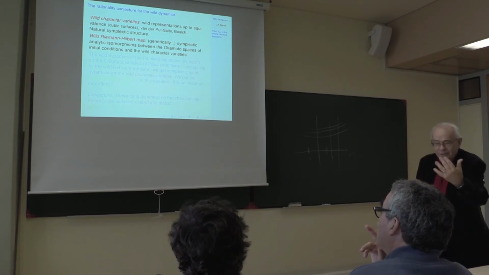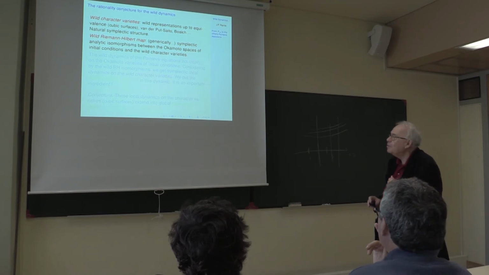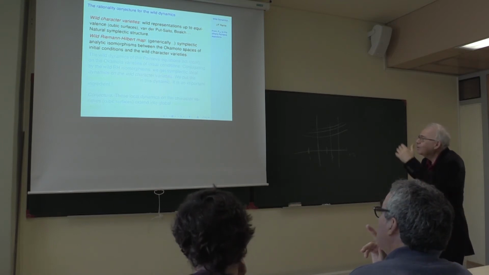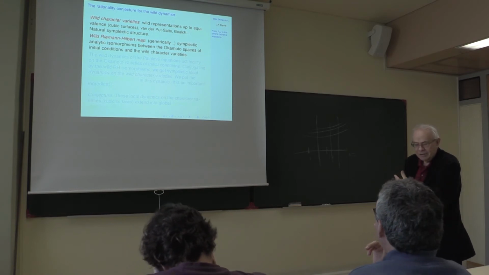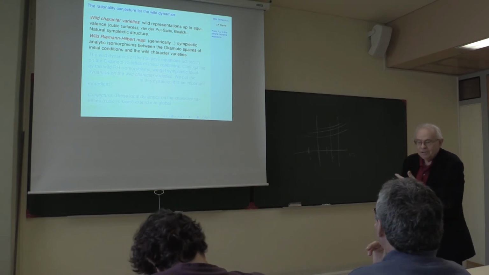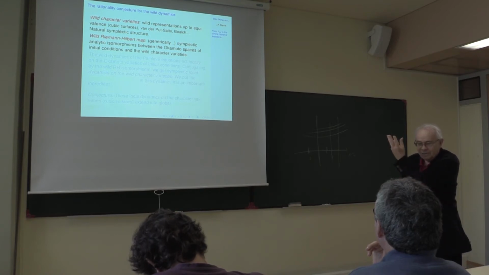Okay, so now you get a wild Riemann-Hilbert map between the Okamoto space of initial condition and a cubic surface. This one is generically smooth, but if you look at infinity, you get singularity. It was not the case for P6.